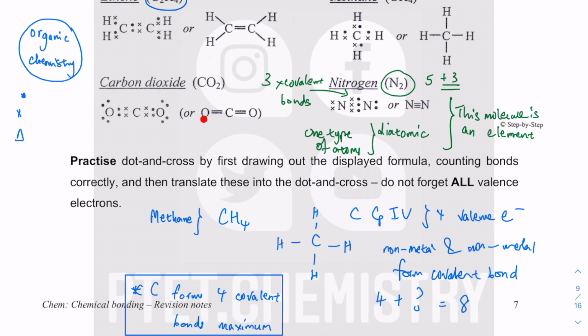The oxygen is in group 6. It's got 6 valence electrons. It will like to share 2 extra electrons with another non-metal atom, and therefore it would form 2 covalent bonds maximum. So oxygen here forms 1, 2 covalent bonds. This oxygen here forms 1, 2 covalent bonds. So this oxygen is happy. This oxygen is happy. Oxygen is in group 6, so 6 plus 2 gives you 8. This carbon is in group 4, so 4 outer shell electrons plus 1, 2, 3, 4 being shared. 4 plus 4 gives you 8.